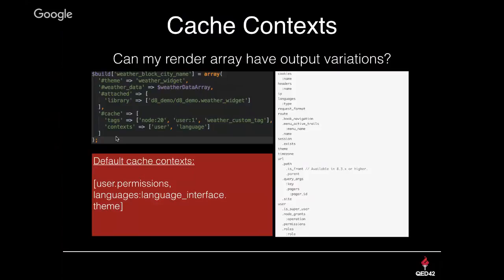To use a cache context is pretty simple. All you need to do is add a #cache index, and inside that you have to add a context key. And there are a couple of predefined contexts in core which you can use. So for example, in our case, we needed language, so we are using the language context here. What it'll do is create two different cache keys in the render cache table, whenever you hit two different versions of the same node in two different languages.